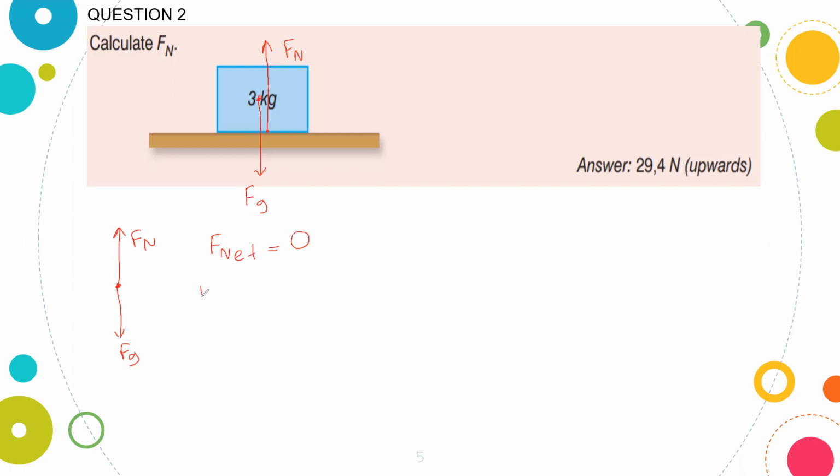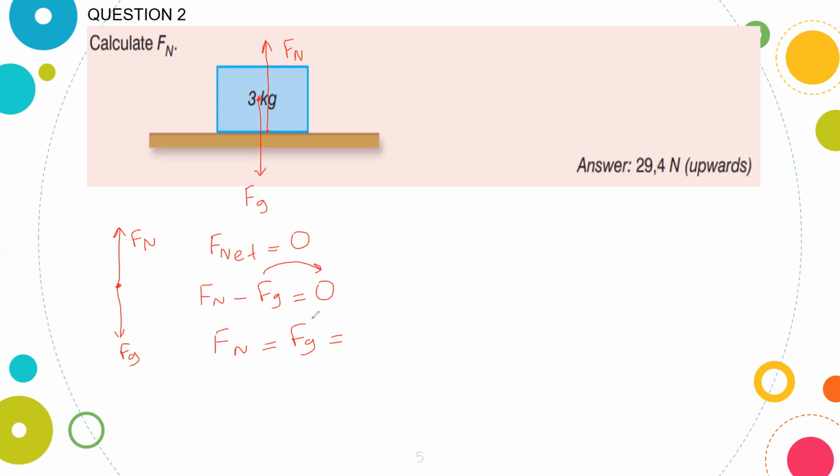What was the F net? F normal minus Fg. Of course, you can use other option also, positive, negative, it's fine. So Fn minus Fg is 0. Fn equals Fg. So directly coming this side.